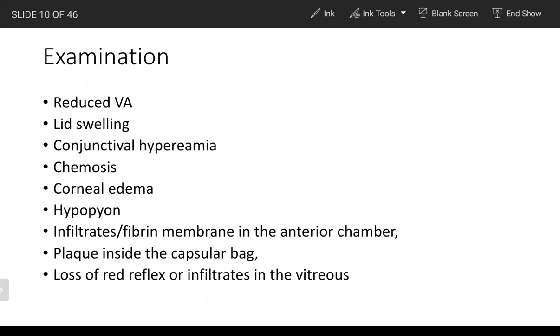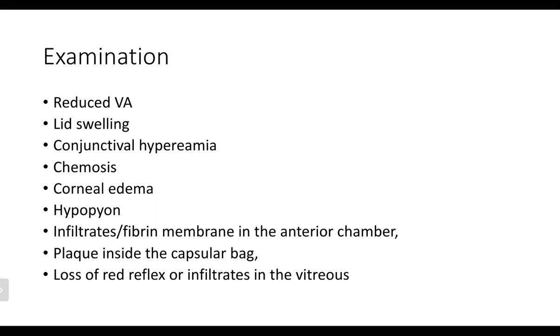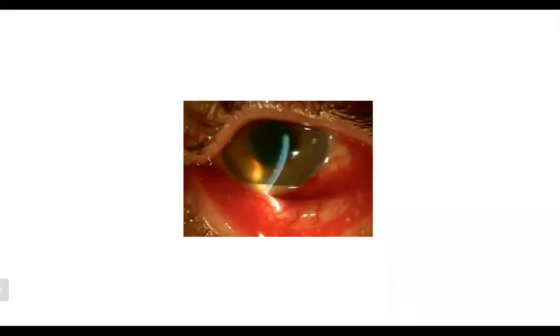And then one classic sign is loss of red reflex and infiltrates in the vitreous, which may preclude view of the retina if it's intense. These are images showing clinical signs of a patient that presented with endophthalmitis. There's conjunctival injection, there's hypopion with corneal edema, and reduced red reflex.